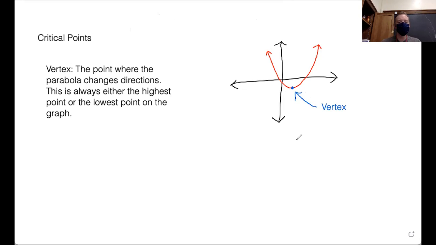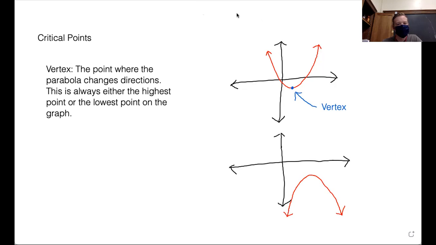We can also have a graph that goes the other direction. So for instance, I could have another graph here. But rather than going up, it's now going down. And so then this point at the top of this graph right here, this point would be the vertex right there.